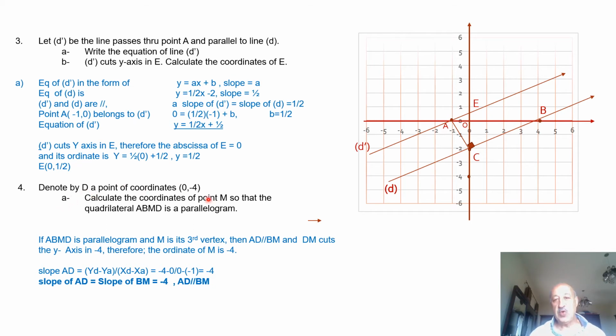Denote by D a point of coordinates 0 and minus 4. So D here is 0 and minus 4, so 0 is the abscissa, minus 4 is the ordinate. Calculate the coordinates of point M so that the quadrilateral ABMD is a parallelogram.